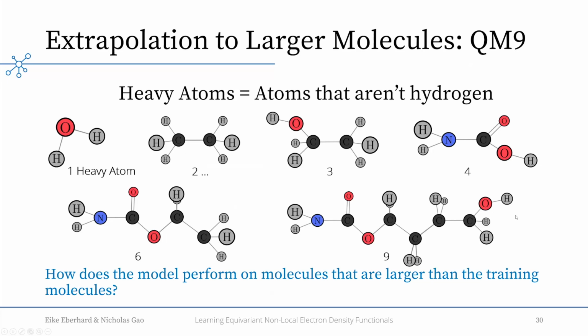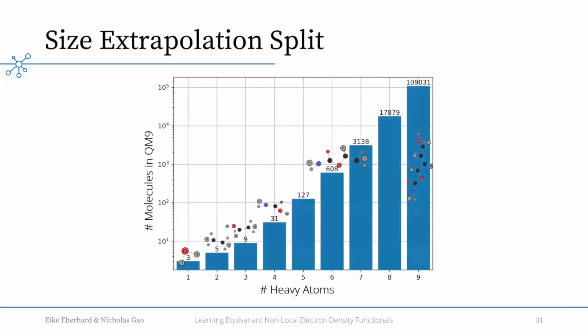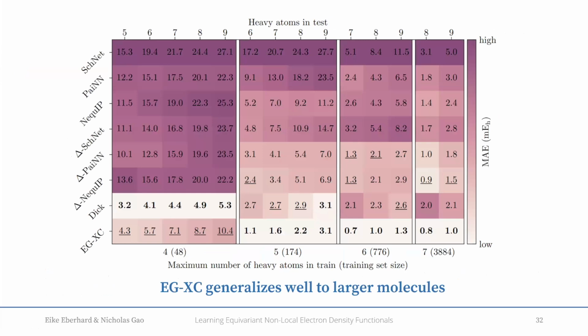We asked the question: what happens if we train on smaller molecules of the set and evaluate on the larger ones? This is how the data is distributed. To do our splits, we decide to train on up to 5 heavy atoms, so we use them in the training and validation set, and we test on 6, 7, 8, and 9 separately. With this, we get this wonderful graphic. As we can see, the left column says we train on up to 4 heavy atoms, which is a total of 48 molecules.